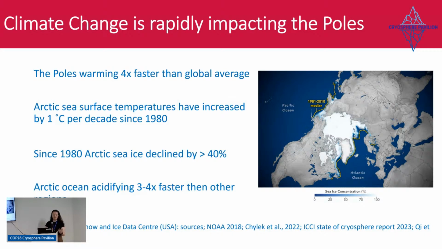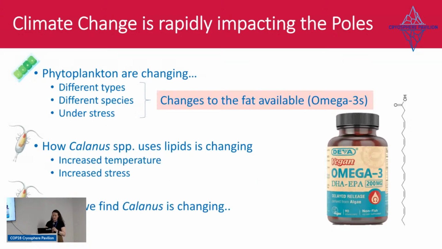But climate change is rapidly impacting the poles. So the poles are warming 4 times faster than the global average. Arctic sea surface temperatures have increased 1 degree per decade since the 1980s. Arctic sea ice has rapidly declined, and the ocean is acidifying faster than any other region. So what does this mean for our fats?